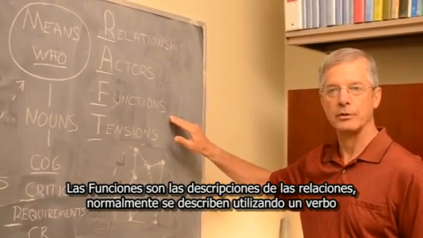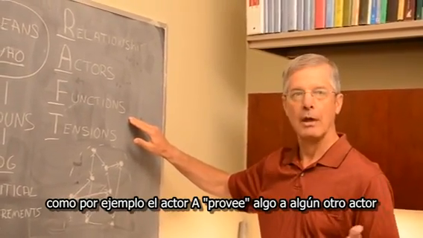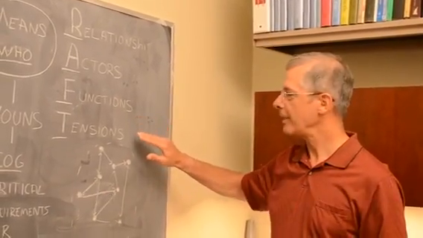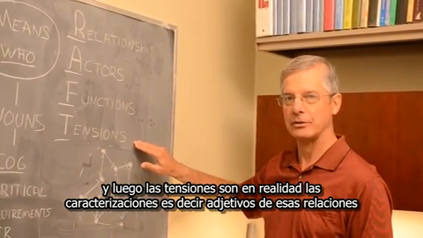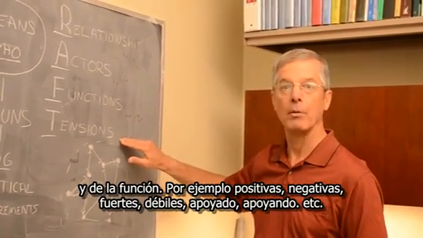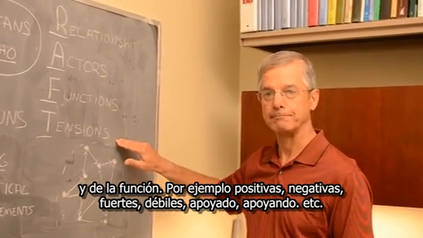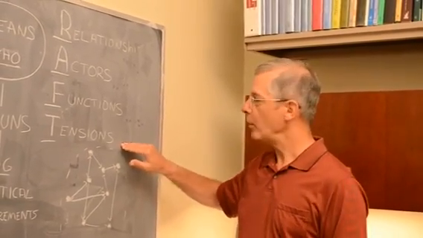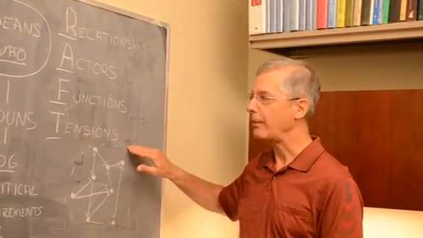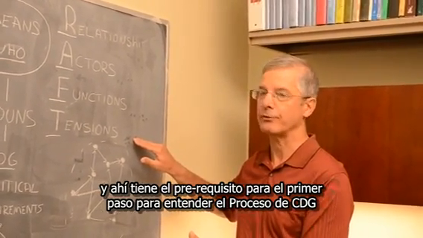Functions are a description of the relationship, usually described using a verb or a verb phrase, such as actor A provides something to some other actor. And then tensions are actually a characterization, think adjectives, of that relationship and function. For example, positive, negative, strong, weak, supporting, etc. Once you understand that, then you can map out the system. And then you have your prerequisite for the first step in understanding the center of gravity process.